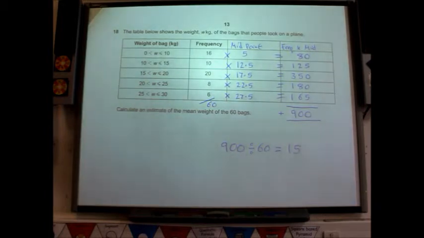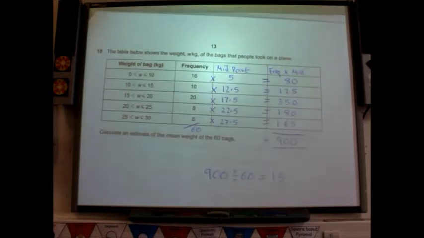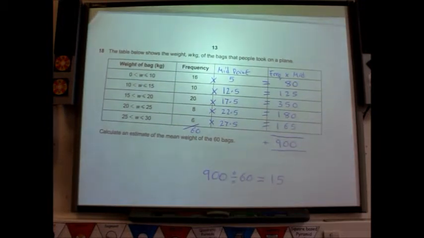So an estimate for the mean weight of the 60 bags is 900 divided by 60, which is 15 kilograms. And I put it down there as well, but 15 kilograms. Again, you've got to show those workings. If you haven't seen that before, please ask your maths teacher.